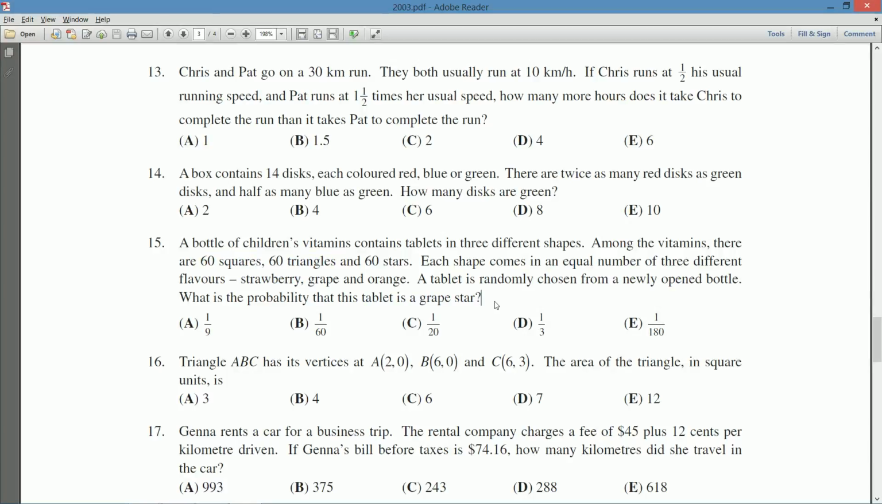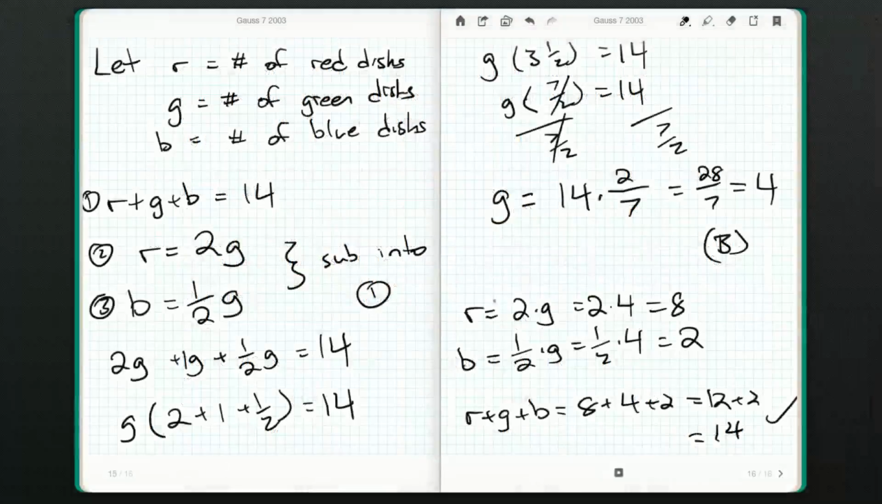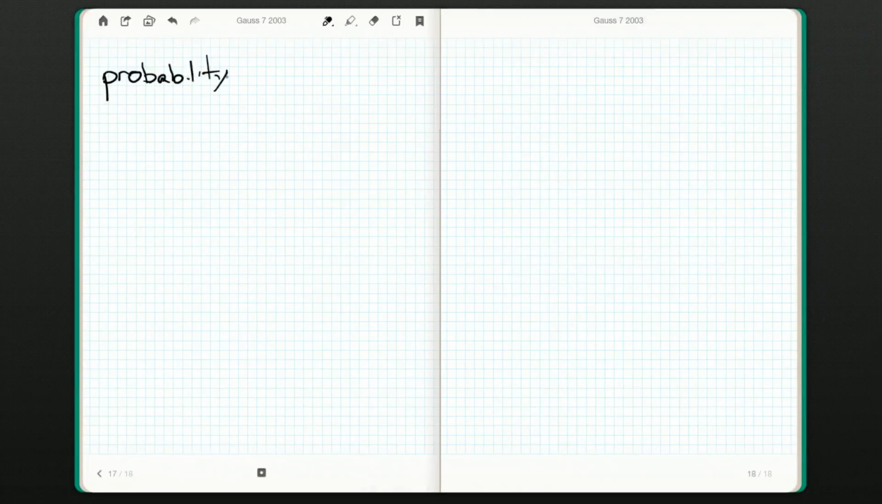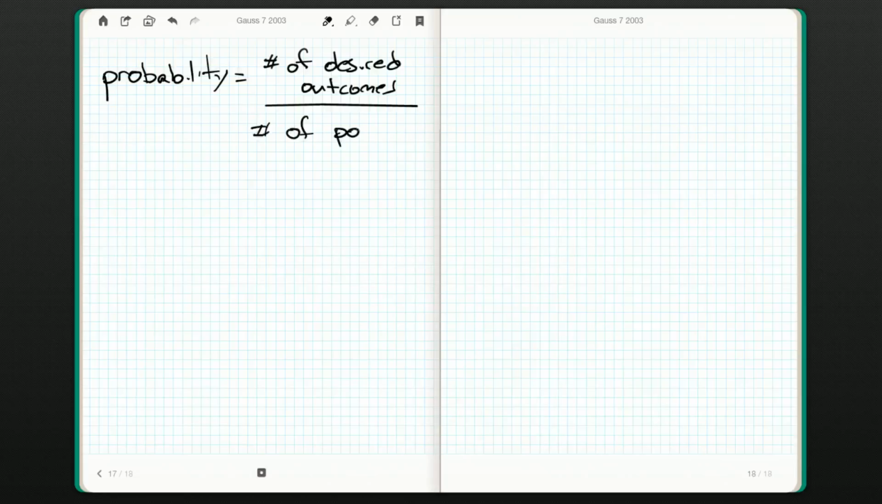Okay. Well, to do any probability question, we go into our notepad. Probability is just, for something like this, probability equals the number of outcomes that you are interested in. I often say the number of desired outcomes. In this case, the number of ways that we could get a grape star. And then divided by the number of possible outcomes. So all the things that could have happened.